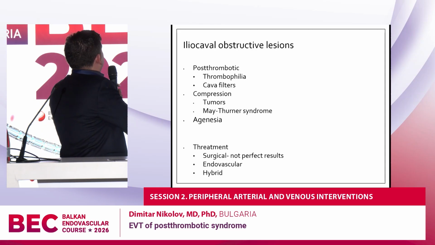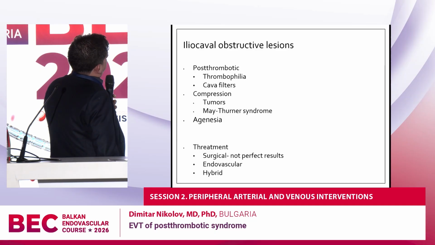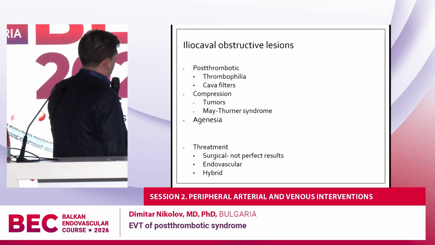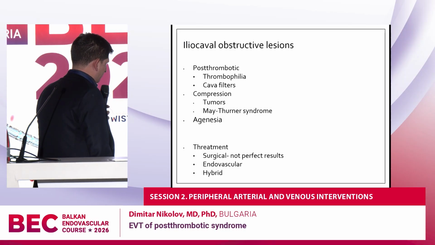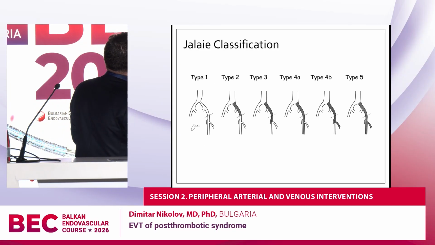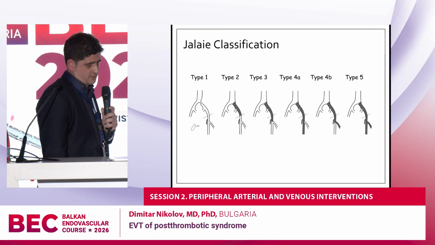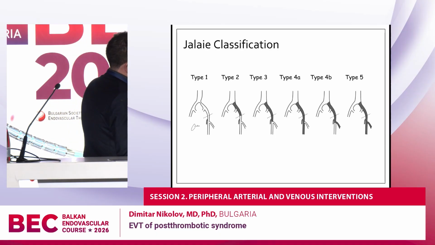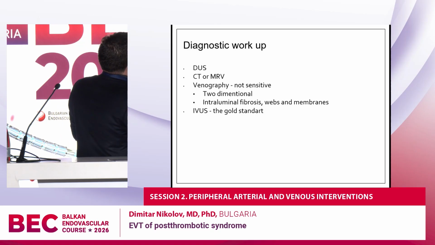So what can cause iliocaval obstructive lesions? Postthrombotic changes, thrombophilia, cava filters, compression, tumors, May-Turner syndrome, and agenesis. Treatment can be surgical, with not perfect results, endovascular with good results, and hybrid. This is the Gelari classification. The first three types, especially type 1 and type 2, show really good results after stenting. Type 5 has a really high rethrombosis risk.